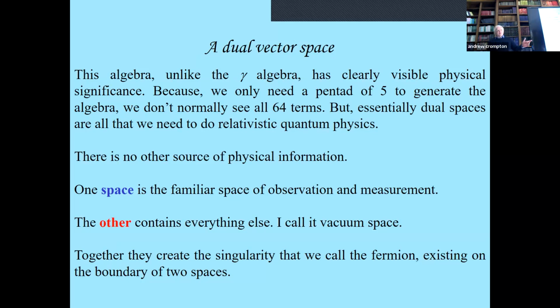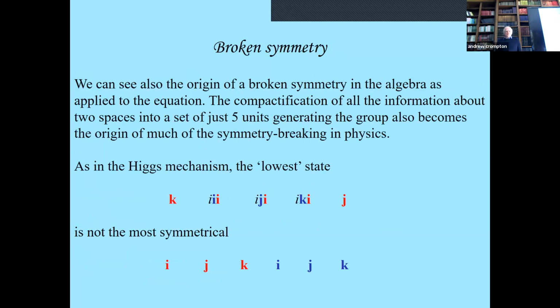And one space, the blue one, is what we normally call space. The other one's made up of everything else. If you put a quaternion and a complex number together, you get a vector. So that would be equivalent to another space. But it doesn't manifest itself as a space because the different units are not part of the same physical thing. And if you put these 2 physical spaces together, the singularity that we call the fermion exists on the boundary of these 2 spaces. That's what we're doing. And we can also see how the symmetry is going to be broken.